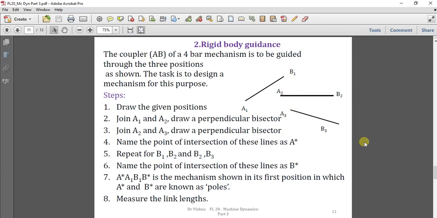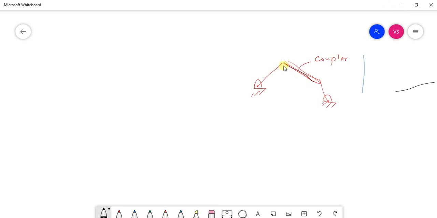One thing we have to always keep in mind is that this is a link. So what we have shown here is a link, and the length of this link can never change. Whatever be the configuration of the mechanism, the length of this particular coupler can never change. We discussed this in the last class. So whether you say A1, B1 or A2, B2 or A3, B3, you mean only one coupler, which is AB, whose length is constant, cannot change.